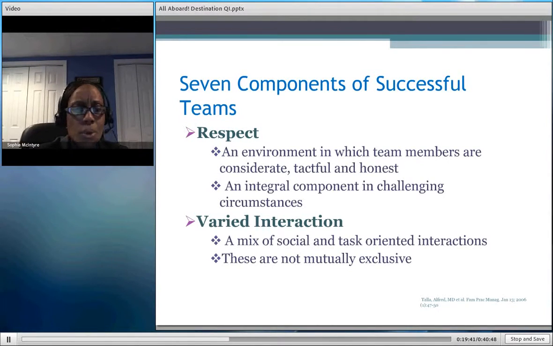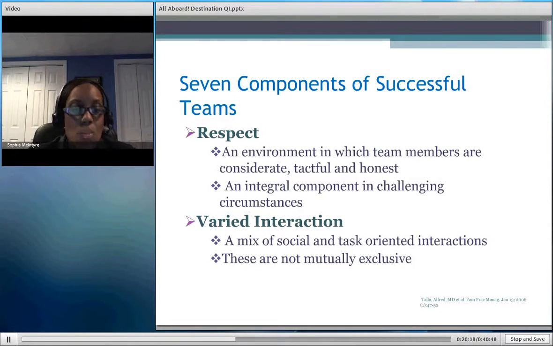Now, it's also important to have a varied interaction. So what does that mean? So in some office settings, there may be more of a social environment where all team members not only work together and complete tasks, but they also have time together outside and more of a social interaction. And this can be helpful when you're asking team members to multitask and to really work cooperatively with one another. When there's a stronger connection outside of a work environment, this can help to improve quality.